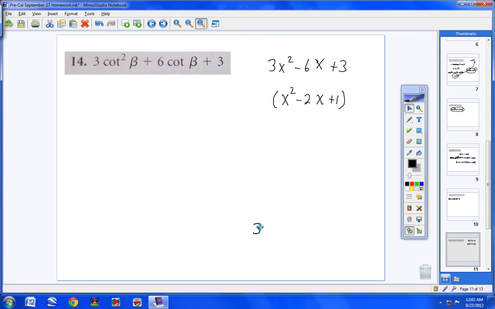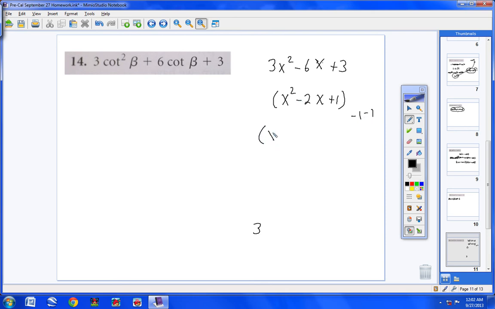Pull it way down here for my final answer. Now, what two numbers multiplied together give you 1, and when added together give you negative 2? Well, I right away think of these two numbers. Negative 1 times negative 1 is 1, and when you add those, you get negative 2.